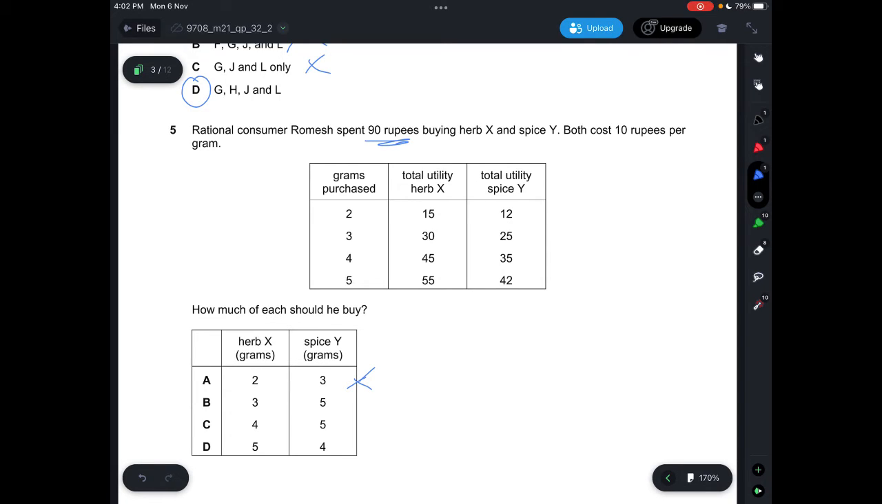If you take B, it's 3 plus 5, so 8. 8 times 10, you get 80, so it's still under purchase. So it has to be 90 rupees. So that'll be either C or D, because 4 plus 5, you get 9. 9 times 10, you get 90 rupees. But let's look at the total utility.